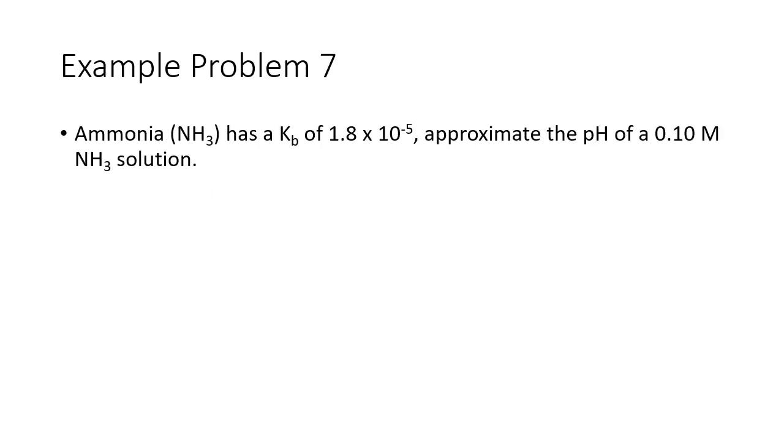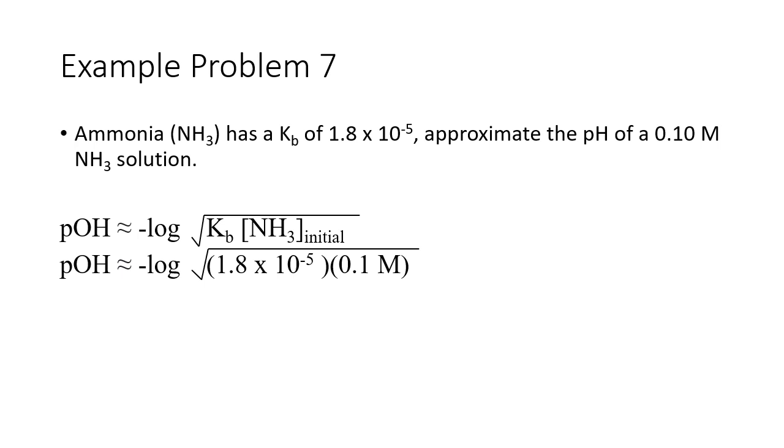Let's look at one last example problem where we use the known Kb of a solution and its initial concentration to find the pH of the solution. Example problem 7 says ammonia, NH3, has a Kb of 1.8 times 10 to the minus 5. Approximate the pH of a 0.10 molar NH3 solution. We'll start by writing down the equation that we derived in the previous slide. pOH is approximately the negative log of the square root of Kb times the initial base concentration, in this case, the initial concentration of ammonia.